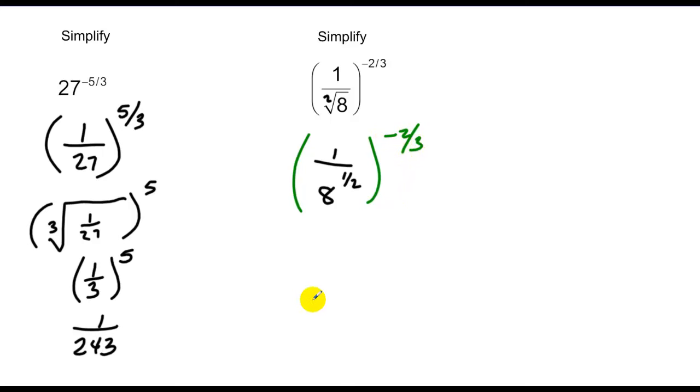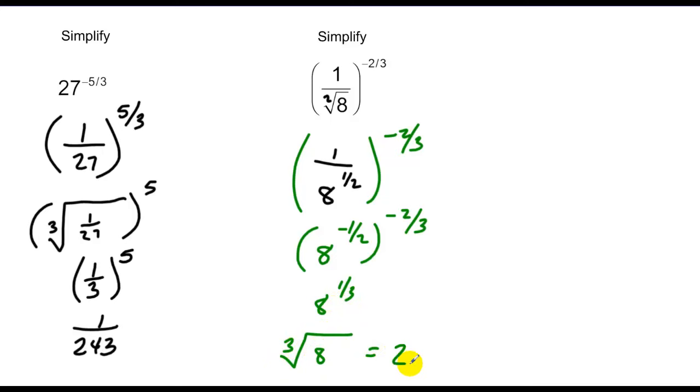I now have this expression, and I know I have a power raised to a power. I can do this a couple of different ways. I think I'm going to bring the 8 up to the numerator, which means that I'll say that's 8 to the negative 1/2 power. Remember, taking the reciprocal of something means making a negative exponent. And that's all raised to the negative 2/3. So when I multiply a power of a power, I end up with 8 to the 1/3, which is the same thing as the cube root of 8, which is the same thing as 2.